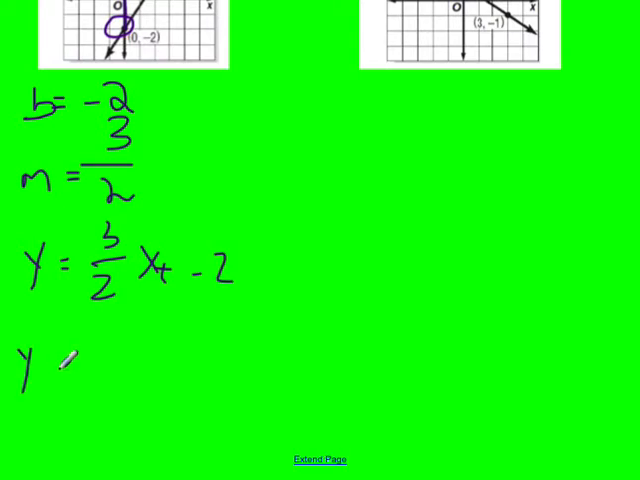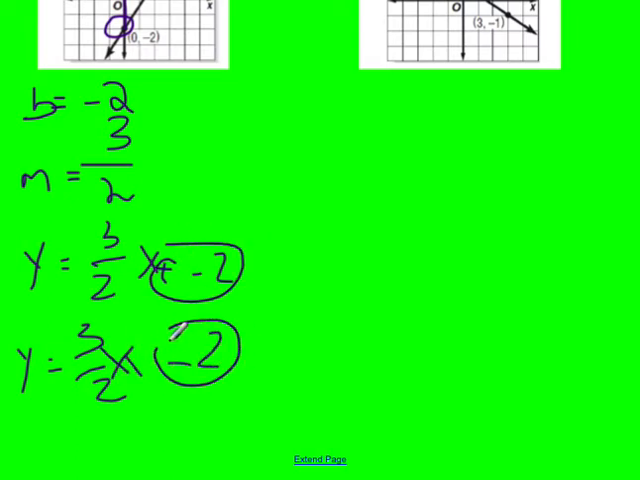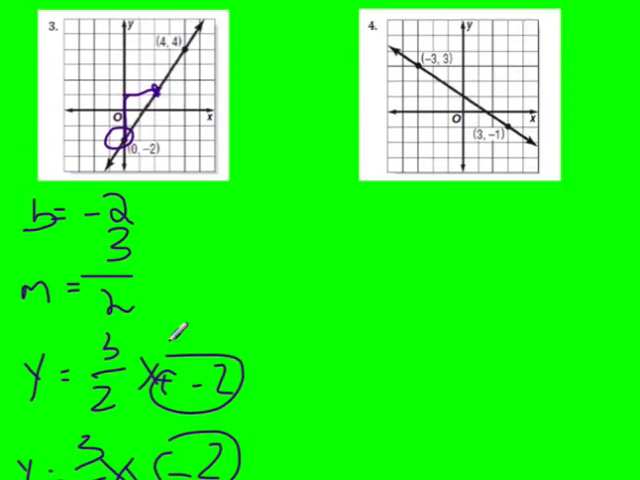But if you want to, you could also write this as 3/2 x minus 2. You can write it as plus a -2, like I did here, or you could write it as strictly subtraction, -2. That's fine too. Let's take a look at number 4. For number 4, we're crossing the y-axis at 1. So that means that b is equal to 1.